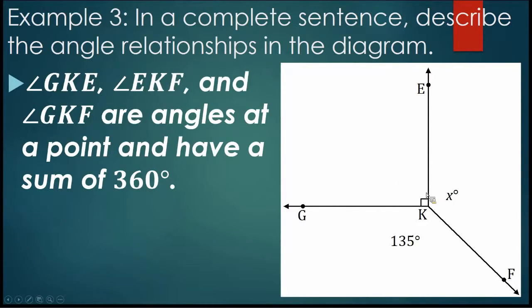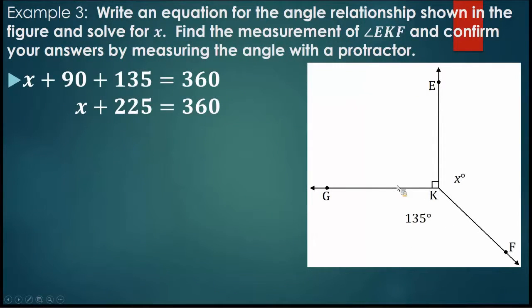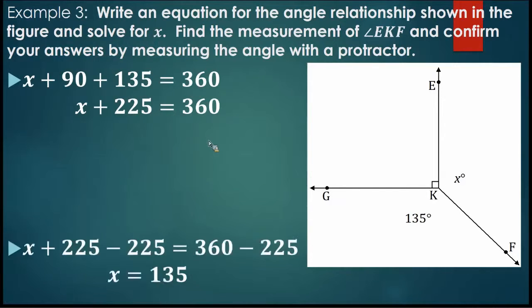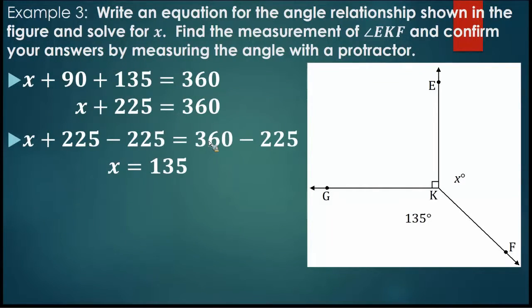GKE is a right angle. It's 90 degrees. So to set up our equation, x plus 90 plus 135 equals 360. We'll combine like terms. 90 and 135 make 225. We then subtract 225 from both sides to get x equals 135 degrees. So then if we were to look at just labeling it in a different way, instead of x, the measure of angle EKF is 135 degrees. In this diagram, we could say either name. We could say x or EKF.